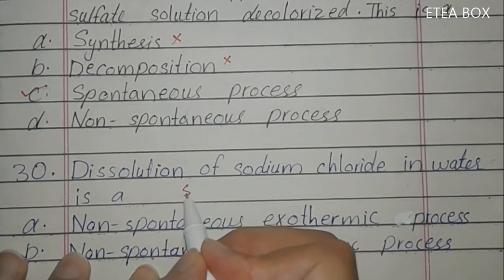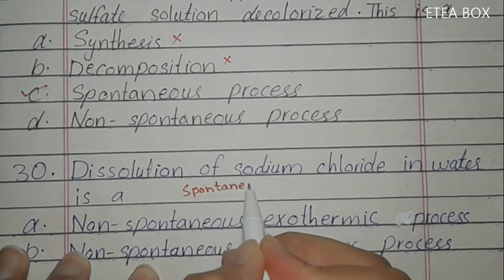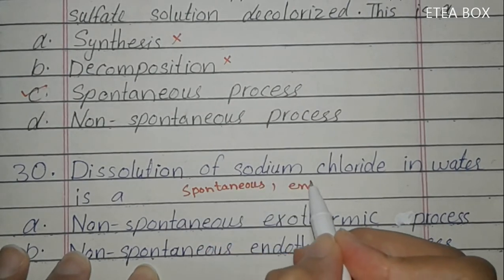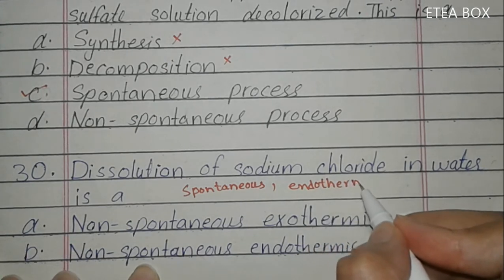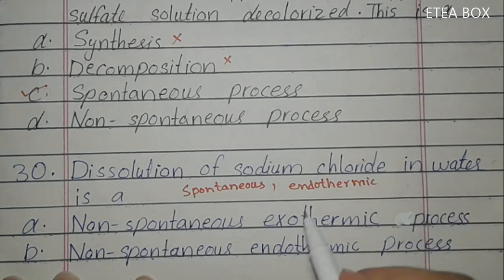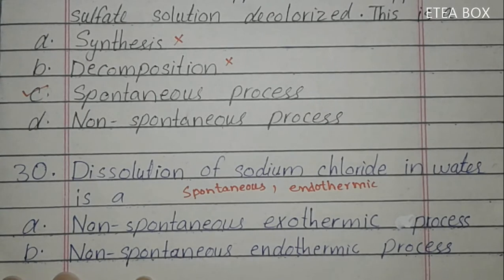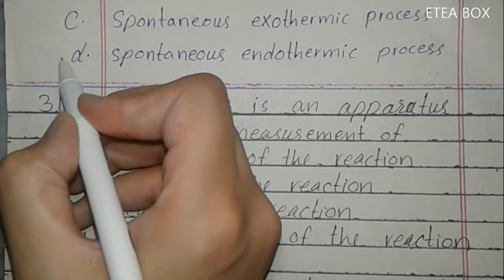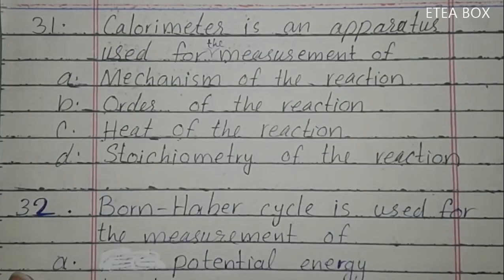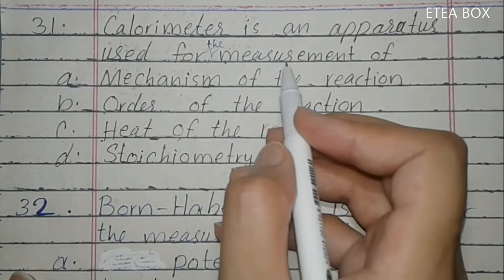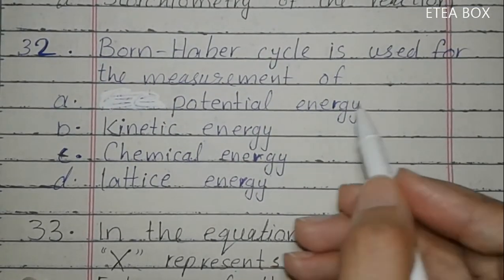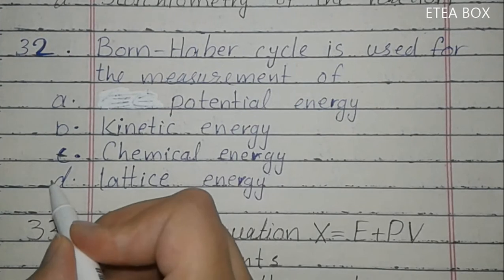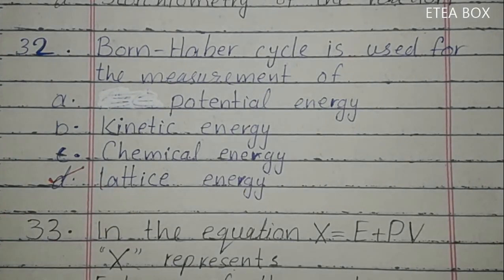So spontaneous means that it occurs on its own, and we don't have to provide any energy for this reaction. It gains the energy from the environment. It requires very little energy, that's why it can gain it from the water or from its environment. Look here, option D is correct, spontaneous and endothermic. Calorimeter is an apparatus used for the measurement of heat of the reaction. Option C is correct. Born-Haber cycle is used for the measurement of lattice energy.